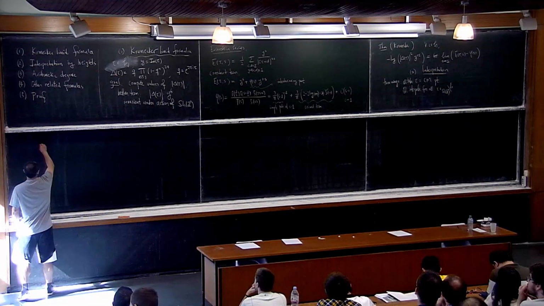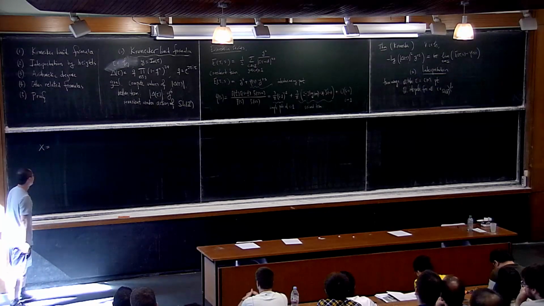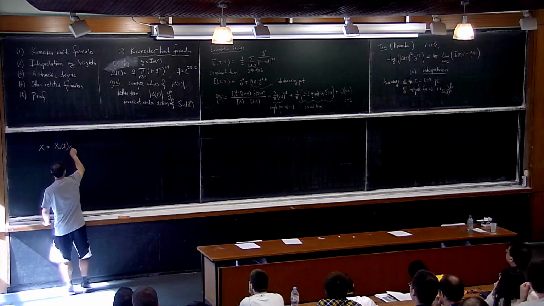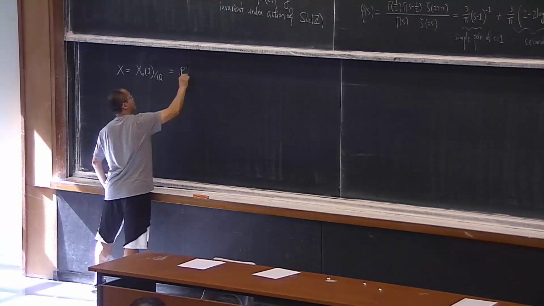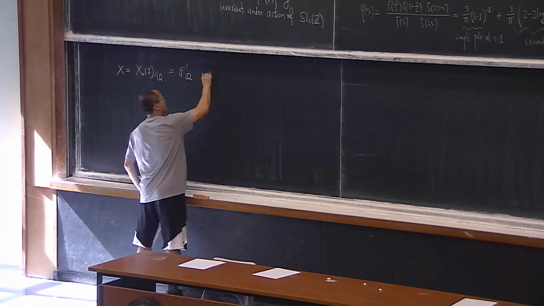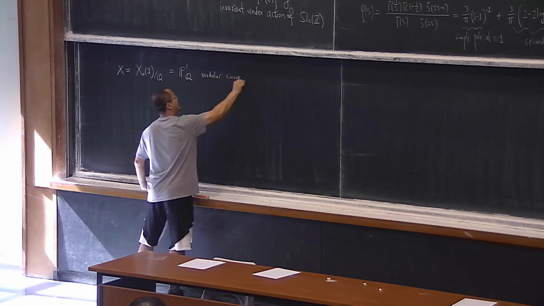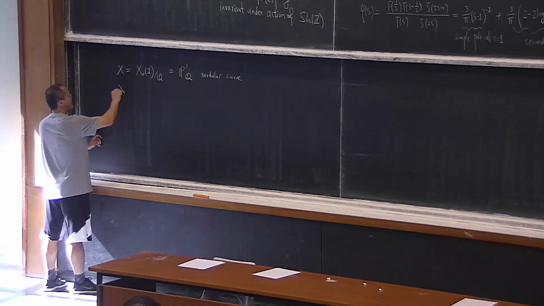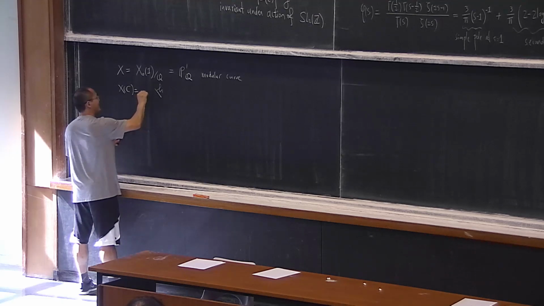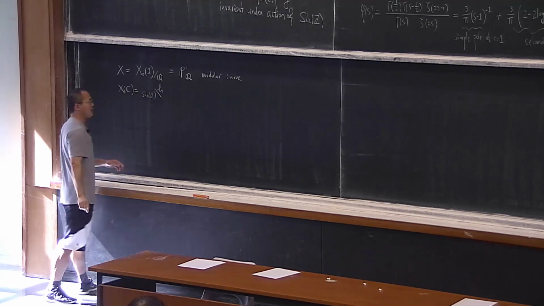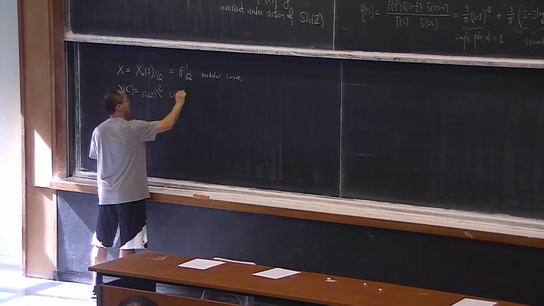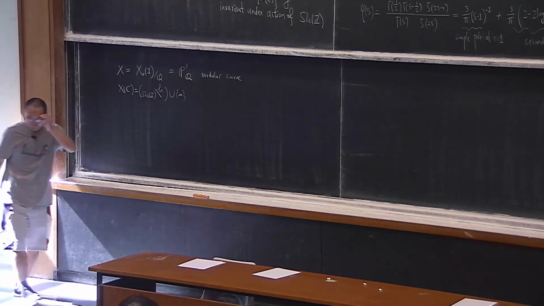So let X be the modular curve X1 over Q. This is P1 over Q. So this modular curve, the complex points X_C is just the upper half plane modulo SL2(Z). And then you put a cusp there to compactify it.